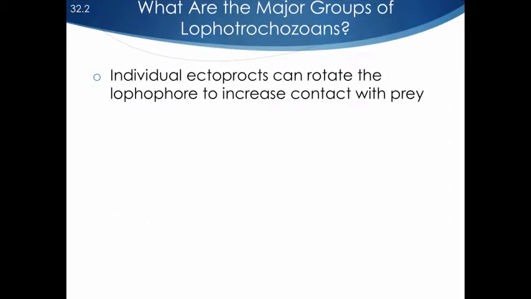So individual ectoprocts can rotate the lophophore to increase contact with prey. Now remember what lophophore is? They're the ciliated, kind of like little arms that flail out. And they can also retract them in. So they can either take them out to grab prey, or they can bring them back in.